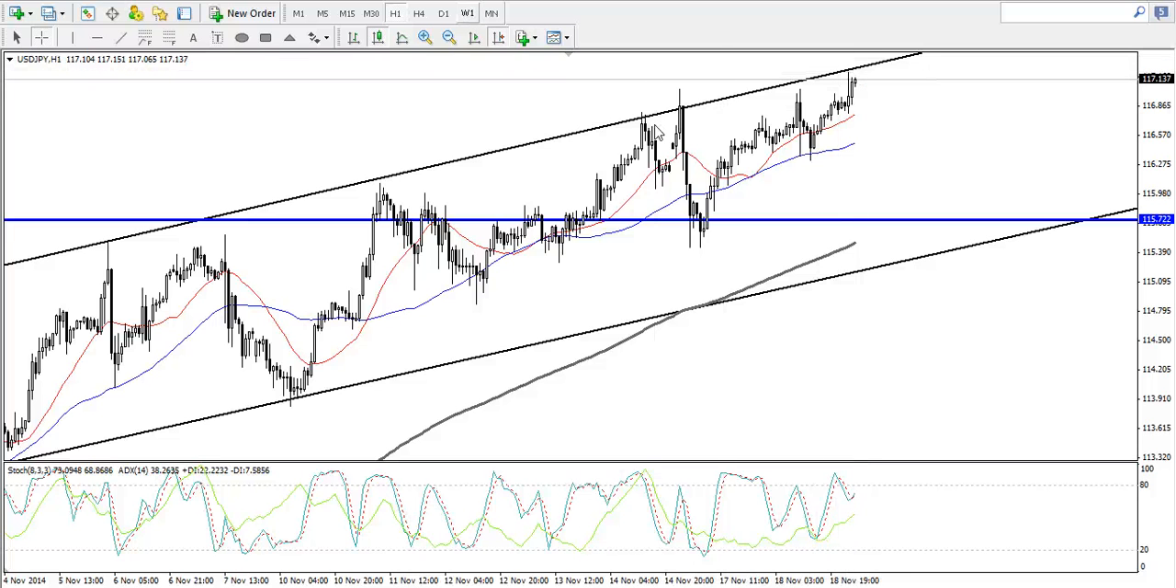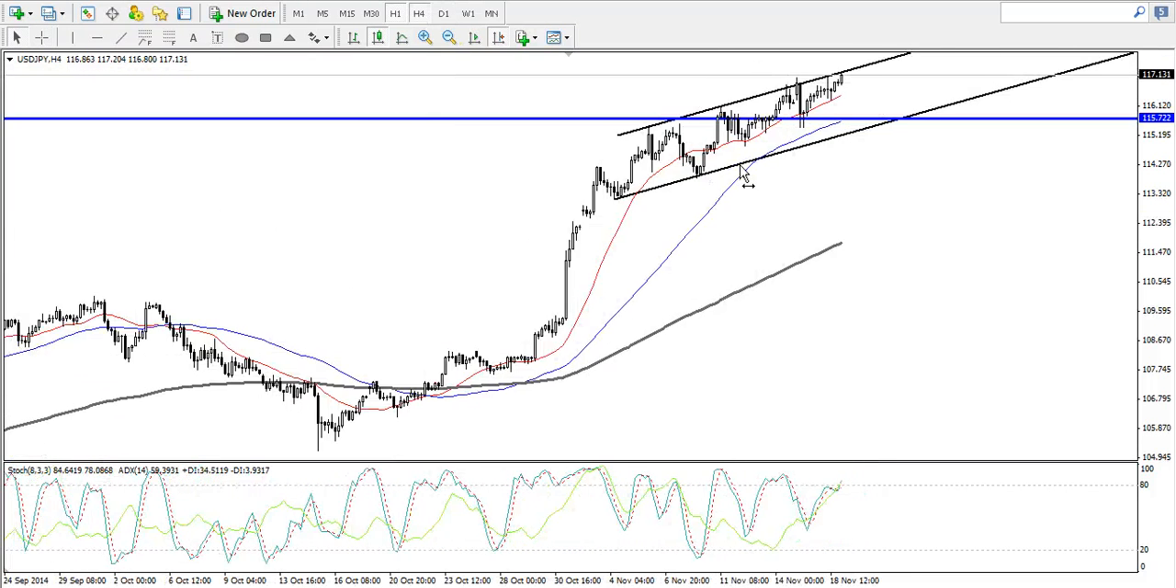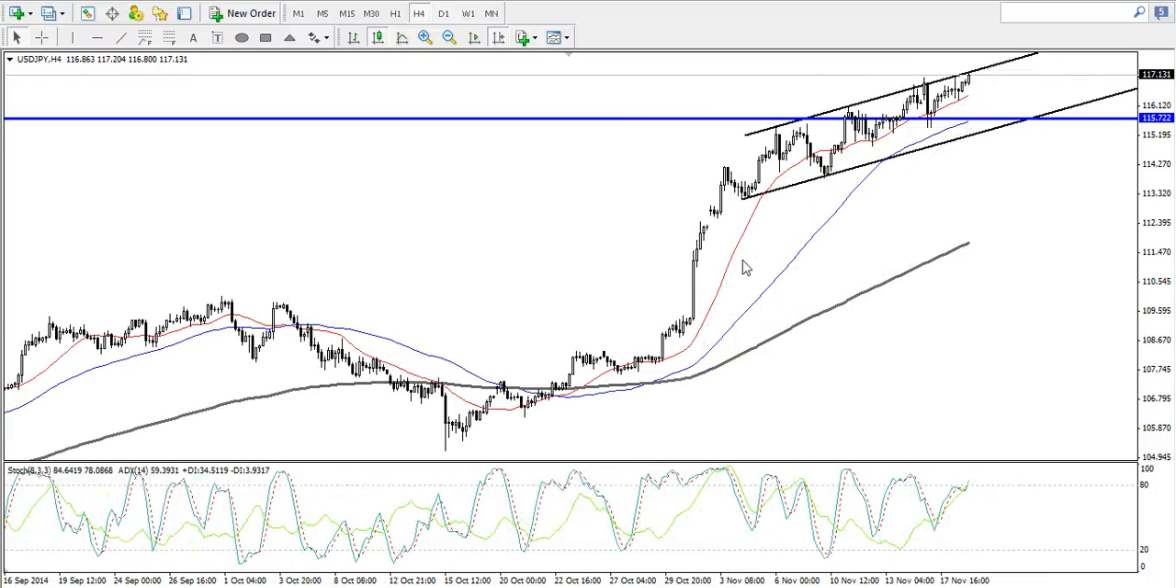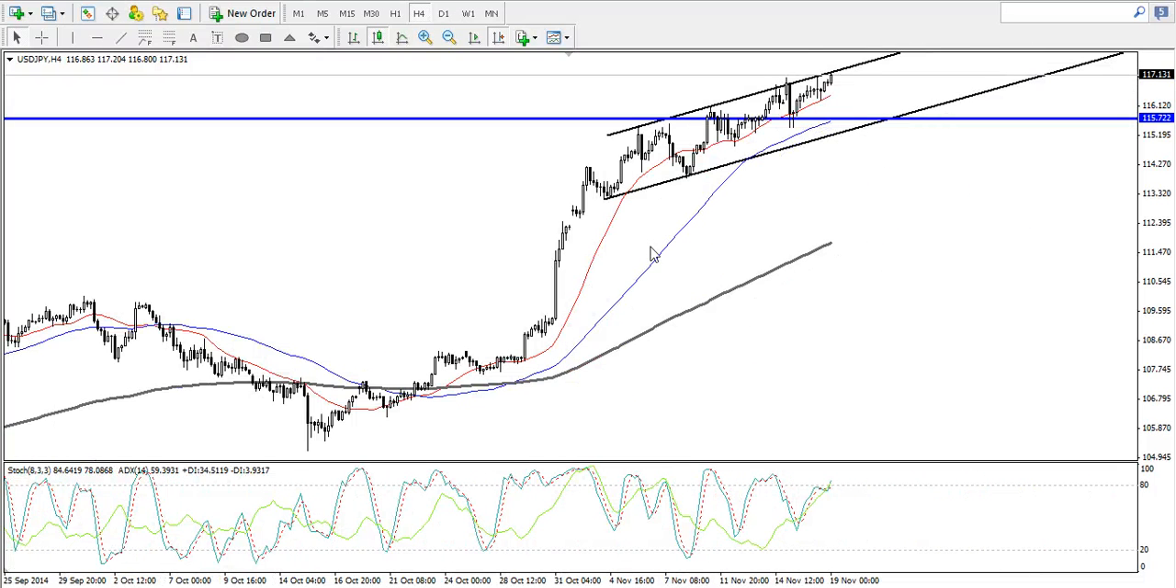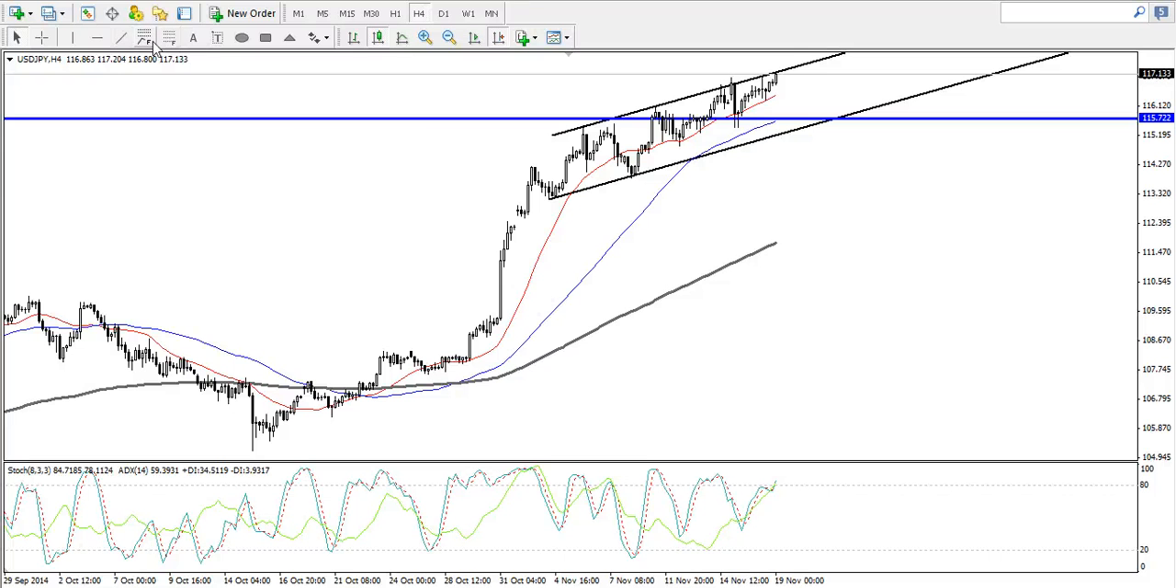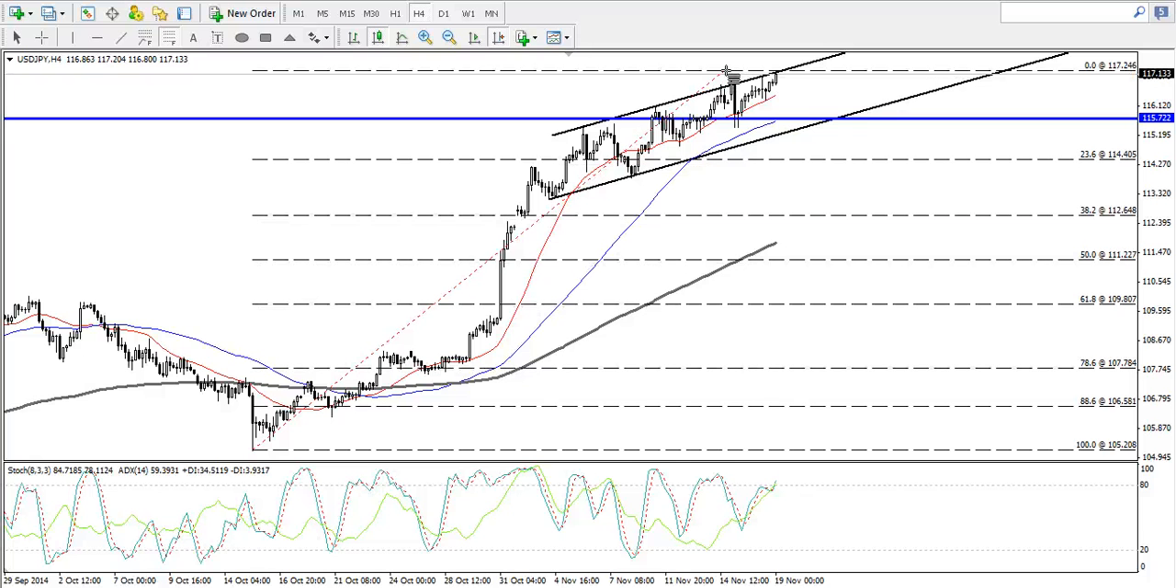Well, if you zoom out a little bit to the 4-hourly chart, basically you can't really see much structure. Well, the thing is that I would like to wait for a major one, right?